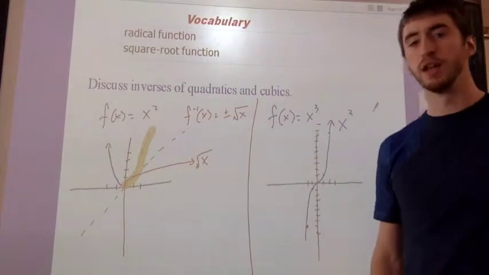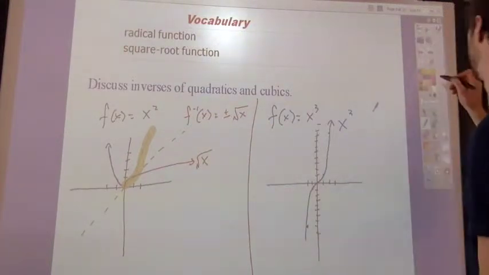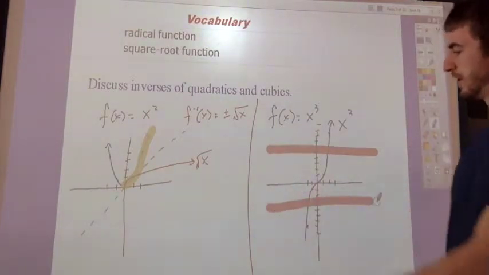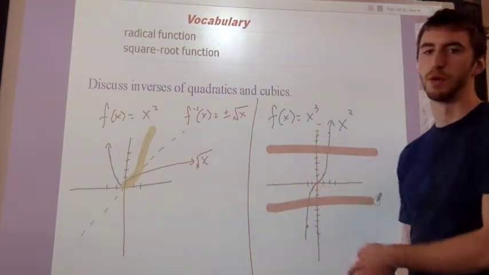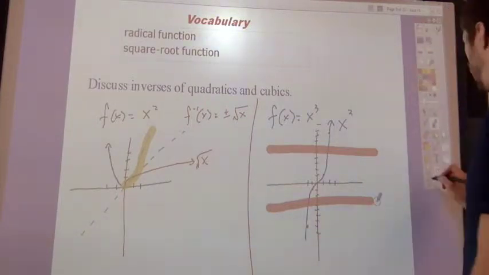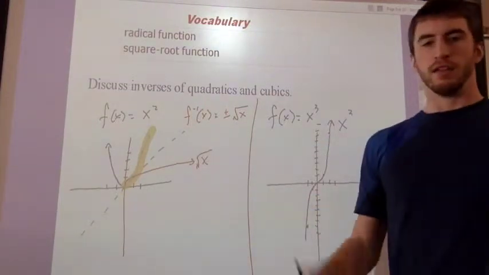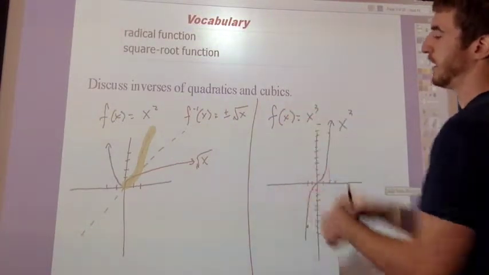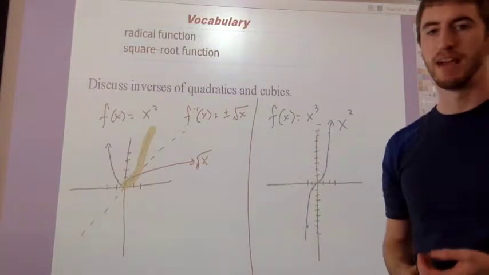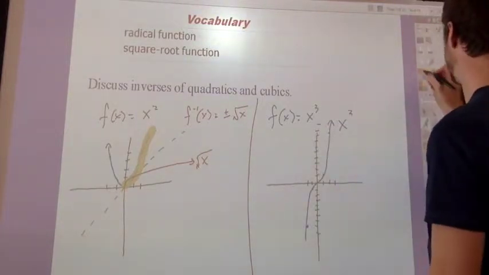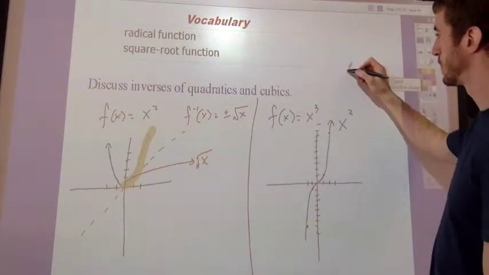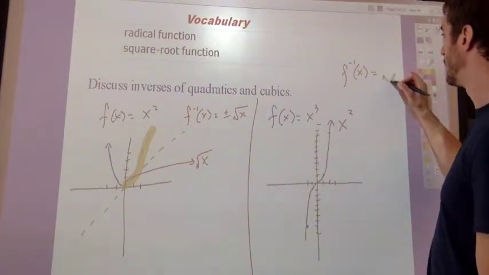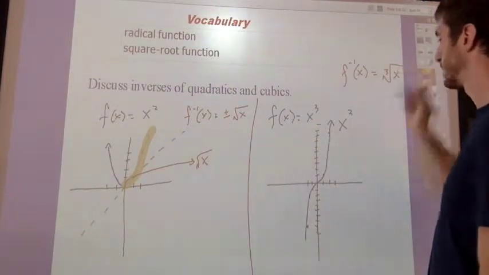Now this does pass the horizontal line test. If I were to draw a horizontal line anywhere on this graph, it would only pass through it once. So then I'm going to flip it, right? I'm going to switch my x and y values, and my inverse, remember inverses undo each other, of this function would be the cube root of x.